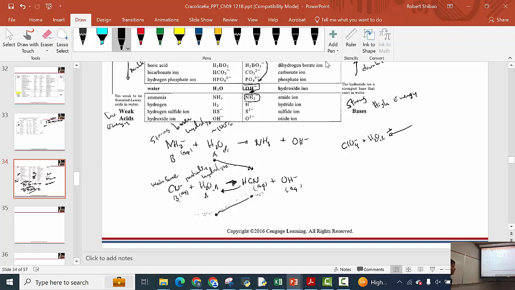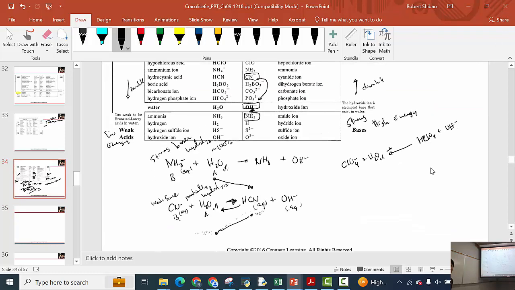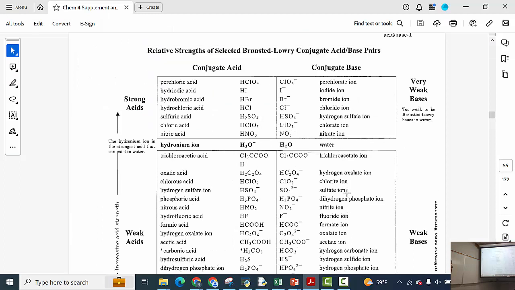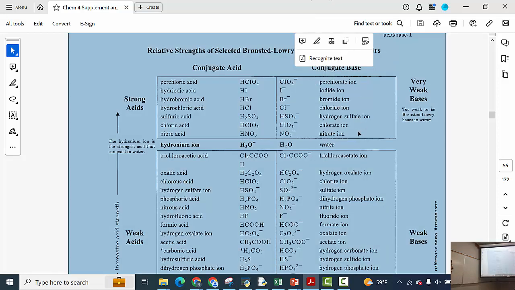So it's going to make what? It's going to make perchloric acid and hydroxide. Now, how big of a hill is this to climb? And how big of a hill this is to climb is we look here. Where's perchlorate? Here. So we're going from perchlorate to hydroxide.